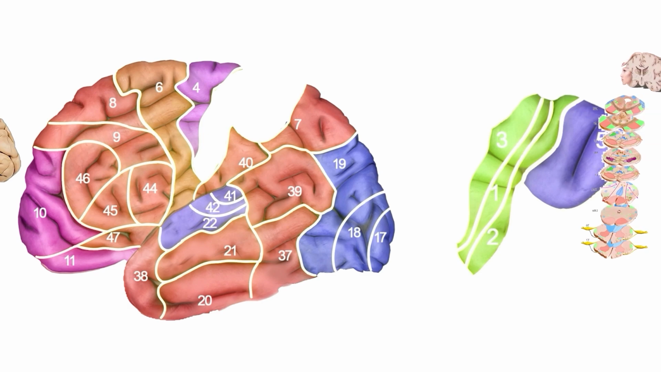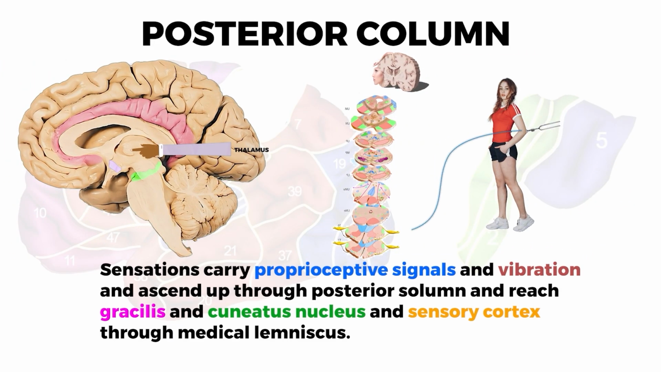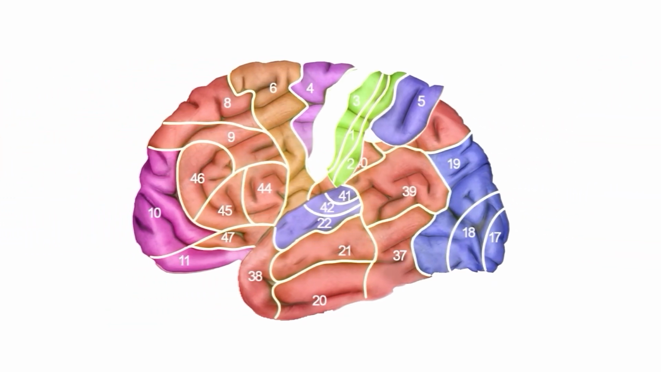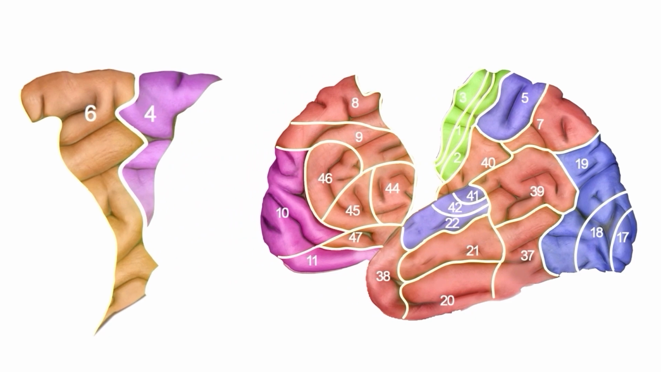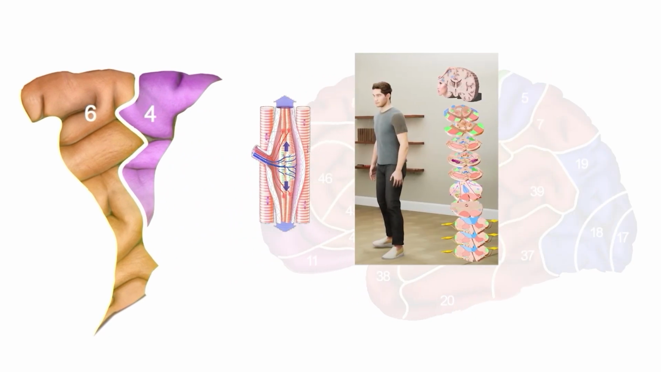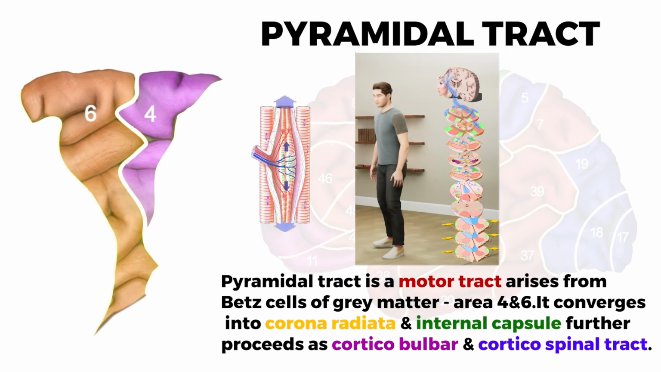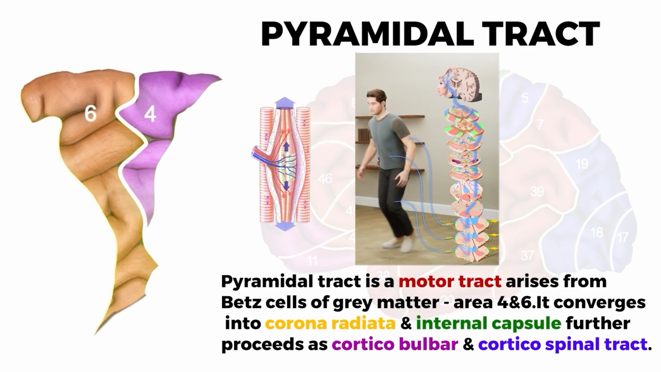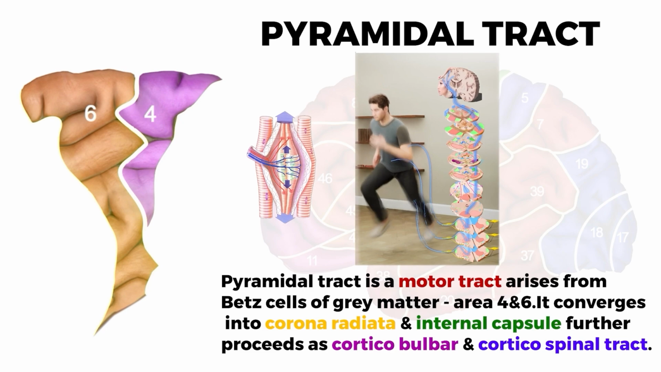Another sensory system is the posterior column, carrying proprioceptive and vibratory signals from various parts of the body to the nucleus gracilis and cuneatus, and then ascending through the medial lemniscus to reach the sensory cortex. Area number 4 is the primary motor cortex, from which the pyramidal tract comes, and at the level of the medulla crosses and ends up in anterior horn cells through the corona radiata, internal capsule, corticobulbar fibers and corticospinal tract, and causes movement and muscle contraction.